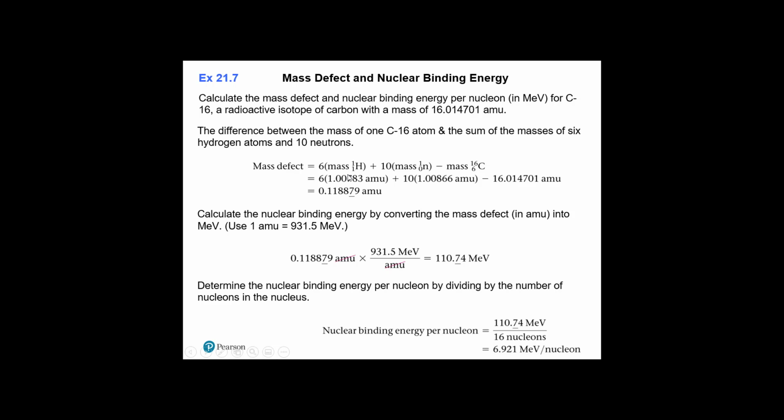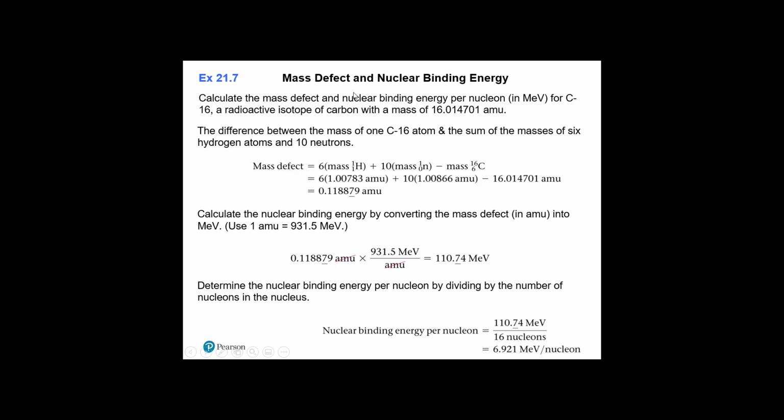Calculate the nuclear binding energy by converting the mass in AMU into mega electron volts. So it's giving you the conversion. So we take the amount and then we set it up for dimensional analysis and it gets us this. Determine the nuclear binding energy per nucleon by dividing by the number of nucleons in the nucleus. So we take this amount, and it's telling us that there are 16 nucleons. So we're going to divide that, and it gives us a unit of mega electron volts per nucleon.